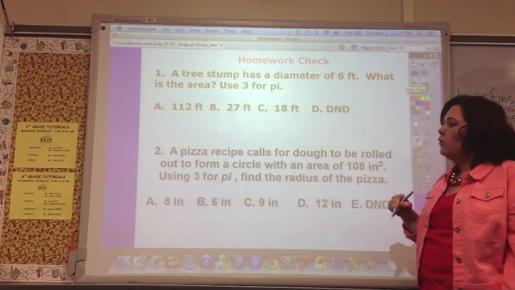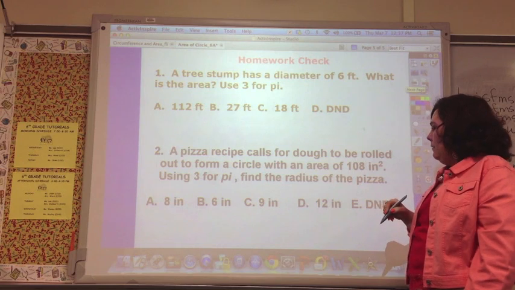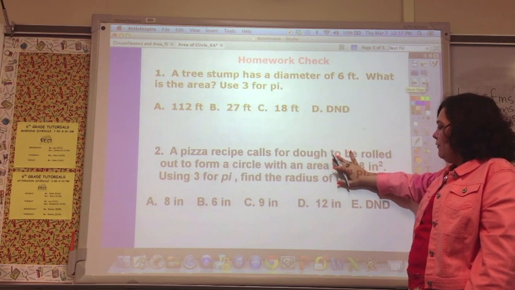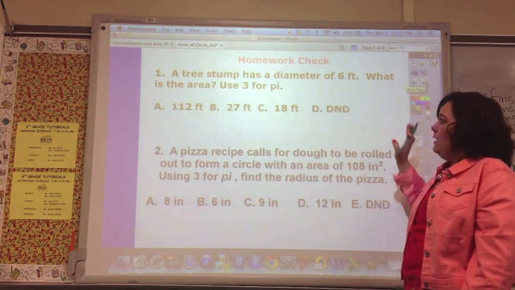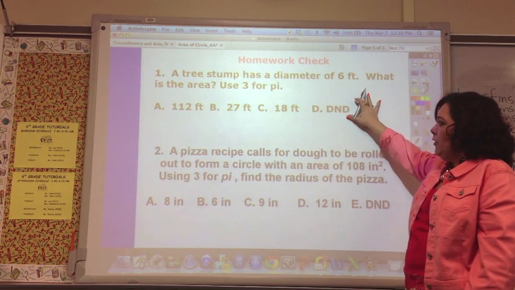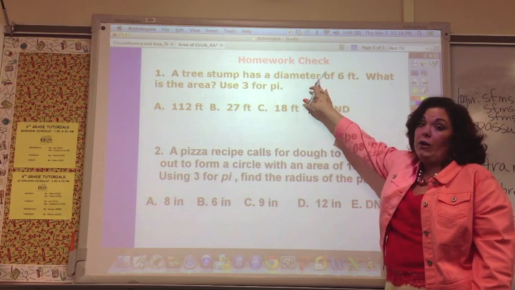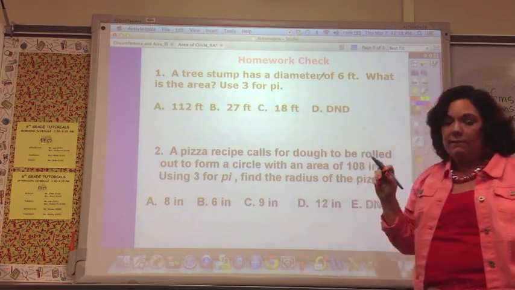So here's the homework check, and this one you're going to have to work backwards. You're going to have to put in what you know and figure it out. And this one is straightforward, but it gives you the diameter and you want to find the radius and then find the area.